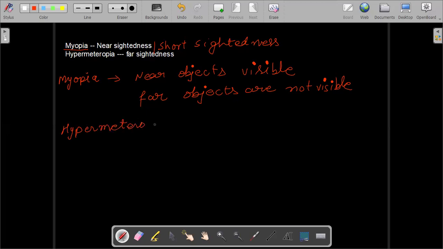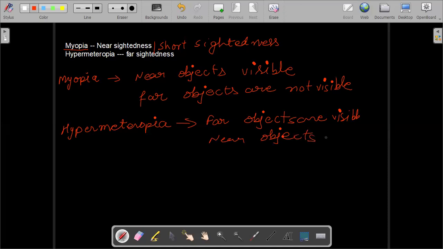Hypermetropia. It's a long word. The word length is big. So in this way you can remember. However, it does not have any meaning, but yes, you can remember it that way. So hypermetropia is a long word and it is far-sightedness. That means the far objects are visible. Far objects are visible. Nearby objects are not visible. Now see, we need to understand what we mean by near and far. So near objects are not visible.